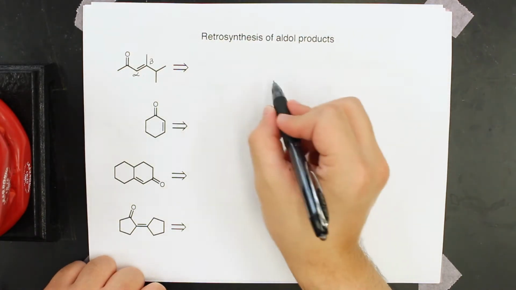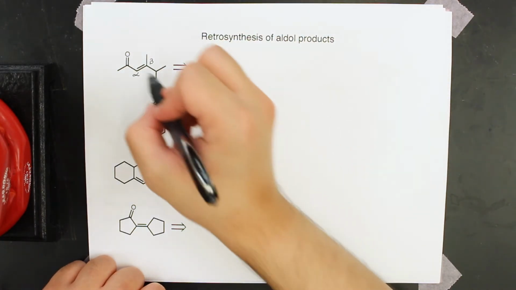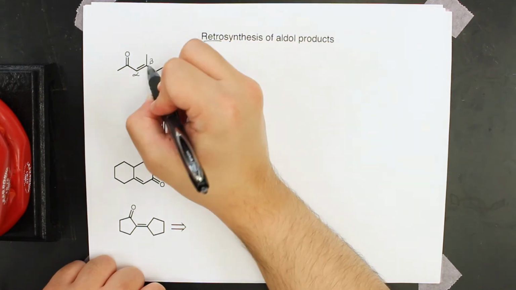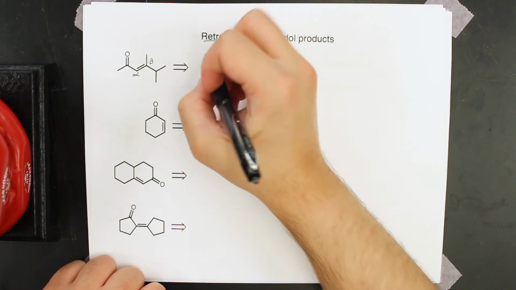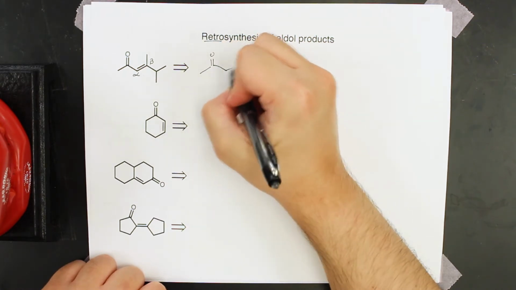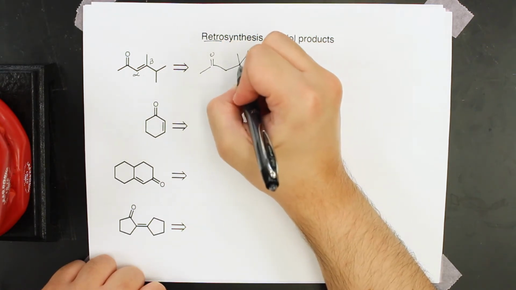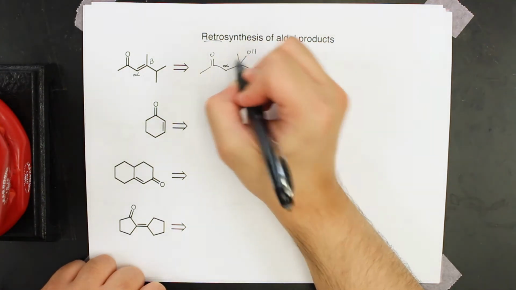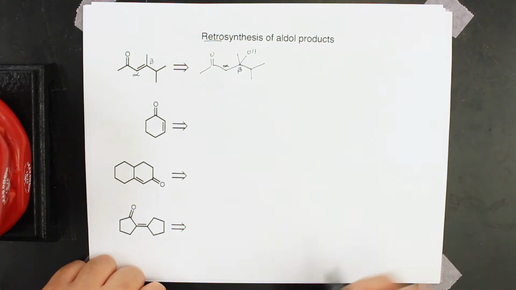From here, we know that the intermediate is a beta hydroxy ketone. So we simply open the double bond going backwards. So retro means backwards. We're going backwards to the beta hydroxy ketone. So OH, and there we go. So we can still label our carbons to make sure we know what they start from.